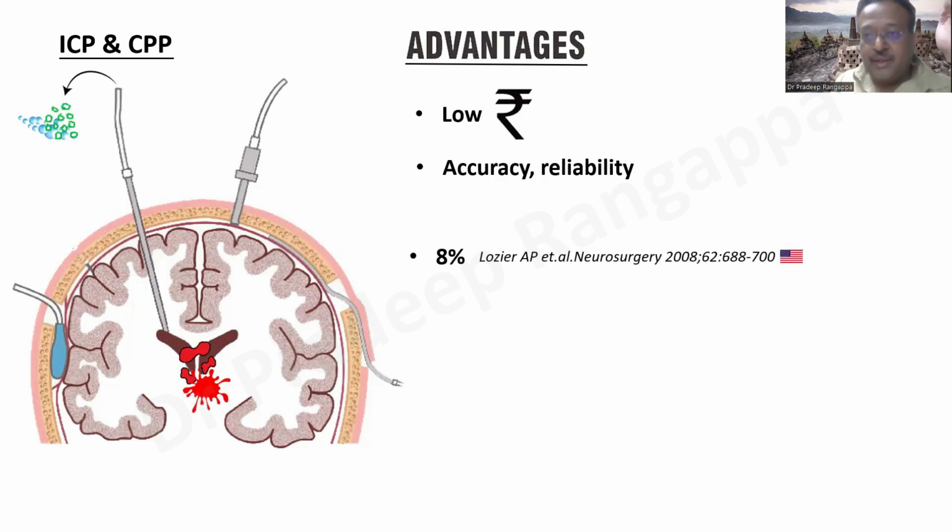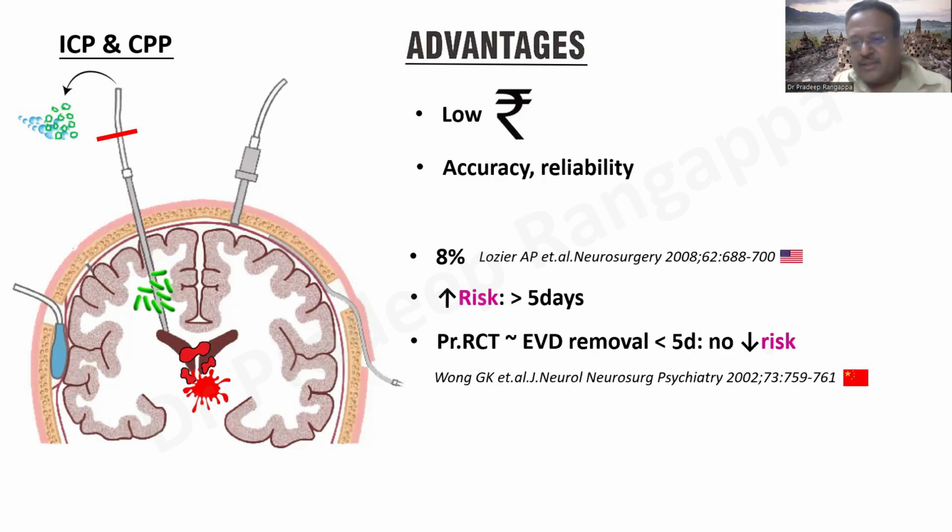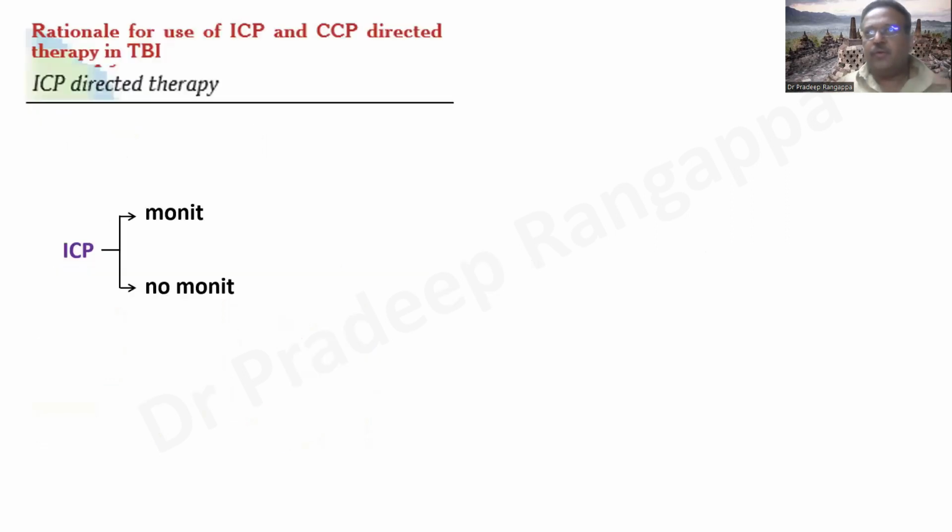But ICP does come with its own set of risks. 8% of them can end up in complications. They can have hemorrhage at the site of insertion. They can have risk of infection. Then ICP catheters can get blocked, and the risk proportionately increases with the longer duration of stay within the brain. So the longer it stays, higher is the risk. And there are trials which have shown that the risk is much lesser if EVD is there within 5 days, and the longer it stays, the higher is the risk. So that is something you have to keep in mind. So what is the whole science of ICP? Because there's a huge debate whether really ICP makes a difference.